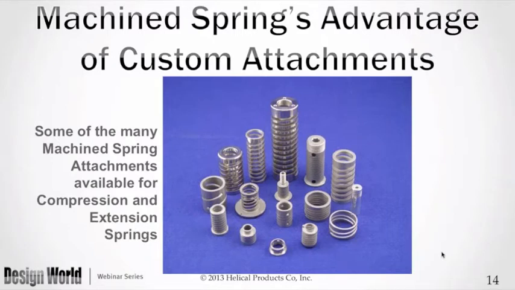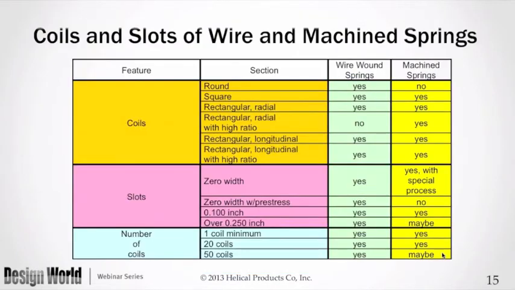Let's talk a little bit about the coil sizes and the slot sizes. As we come down through the selection in coils, we can see that for round coils, obviously the wire springs are available, and they are not available in machine springs. At least they aren't available yet. Square wire is also available to the wire folks and available to machine springs because that's the typical cross section of the coil.